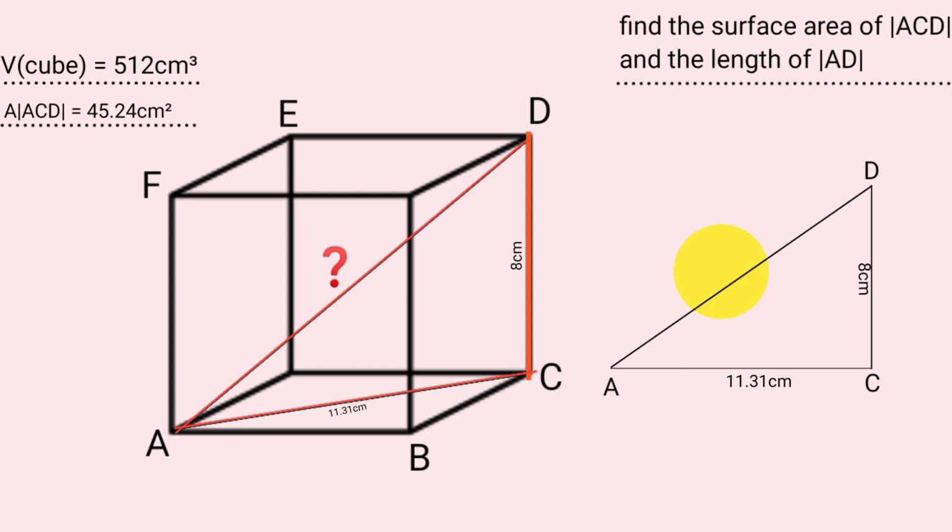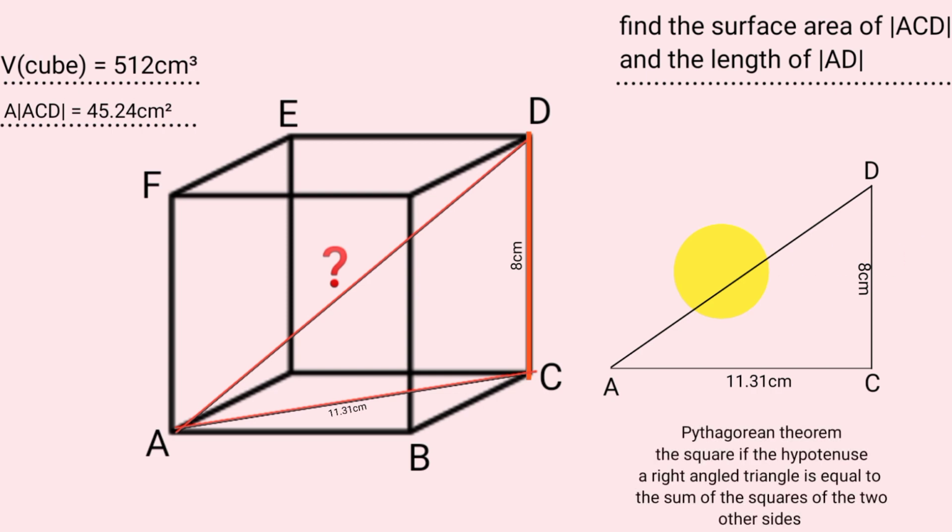Let's still use the Pythagoras theorem. Like we already said earlier, the hypotenuse is the side facing the right angle in the triangle. And here, this line AD is the side facing the right angle. That means line AD is the hypotenuse. Substituting into this formula, line AD squared equal to 11.31 centimeters squared plus 8 centimeters squared.